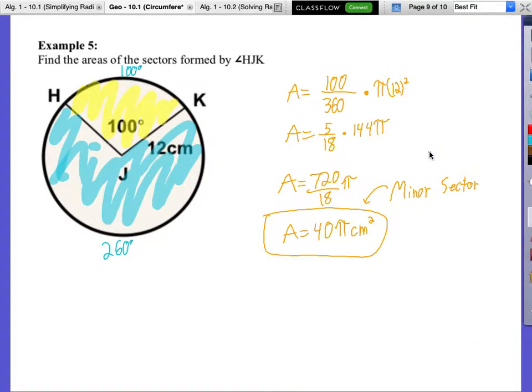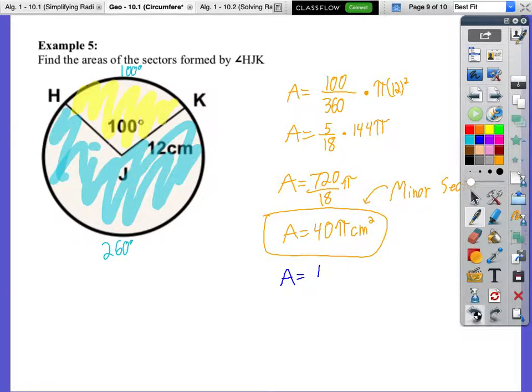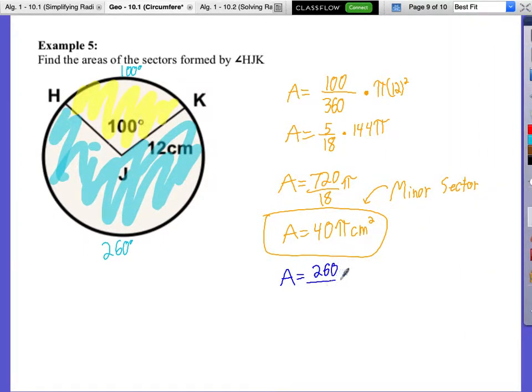So how would we set up our major sector? Can somebody help me set up that one? The same way as the minor. The same one, so we do 100 over 360? No, I said the same as. Oh, okay. So we do 260 over 360. Why is it 260 this time? Because that's its measure. Is this still pi times 12 squared? Yeah, because did the radius change? No, the radius doesn't change for a circle.